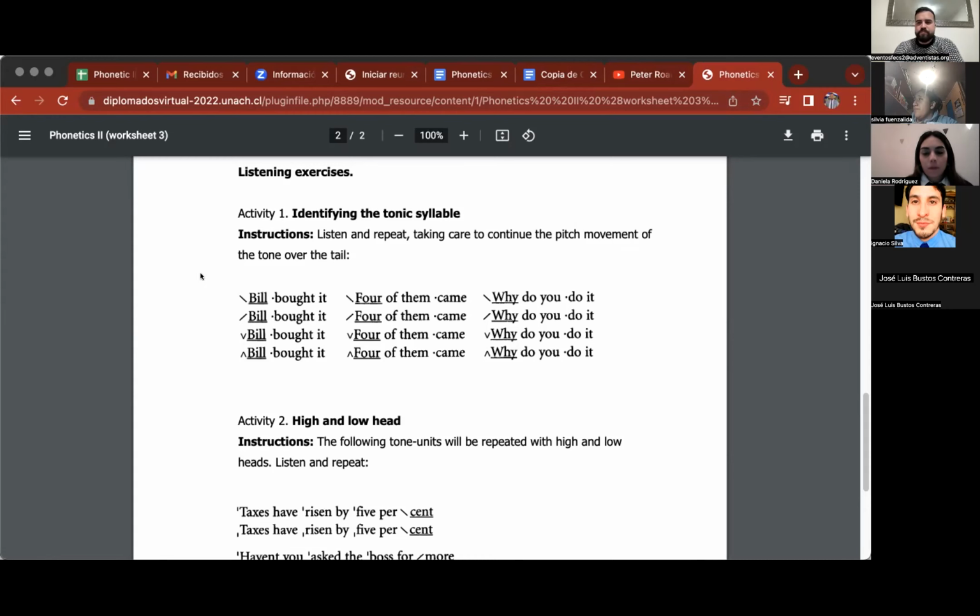All right, Sylvia, you're going to be the lucky one. You're going to begin, okay? Remember to repeat those different utterances. Pay attention to the pitch movement of the tone over the tail. Okay, so I have to say the four of them, right? Yeah. Okay. So the first one, Bill bought it. Bill bought it. Bill bought it. Bill bought it. Okay, good.